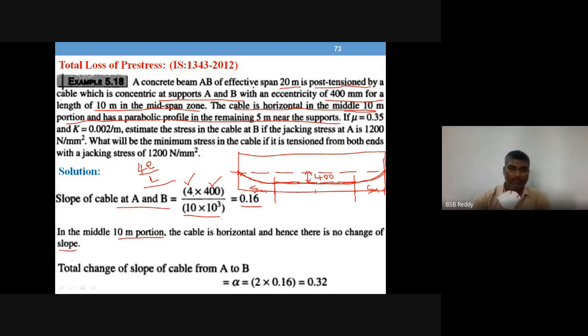Okay, so this is how the cable is being made. Left 5 meters parabola. Then after that, for 10 meters horizontal cable, then the last 5 meters again parabola. Okay. Now change of slope is like 2 times the slope. Change of slope will be like this. Okay, right. So 0.32 is the slope value. Okay.